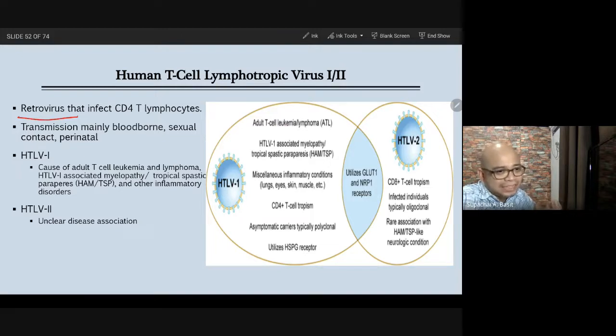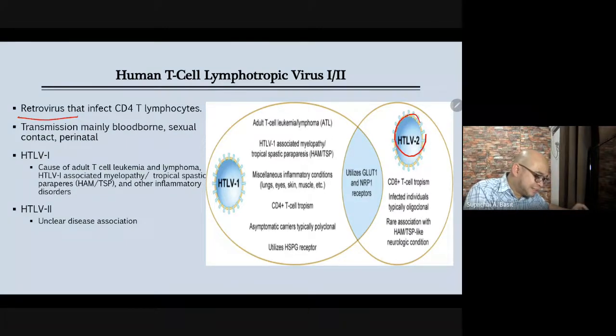And then the other one is HTLV-2. There is an unclear disease association, but as you can see in the illustration, it can cause T cell tropism. When you say tropism, the cells where the virus is currently at is not the original cell when the virus enters the body. That is not the original host cell. Okay? So these are the infections that can be caused by HTLV.